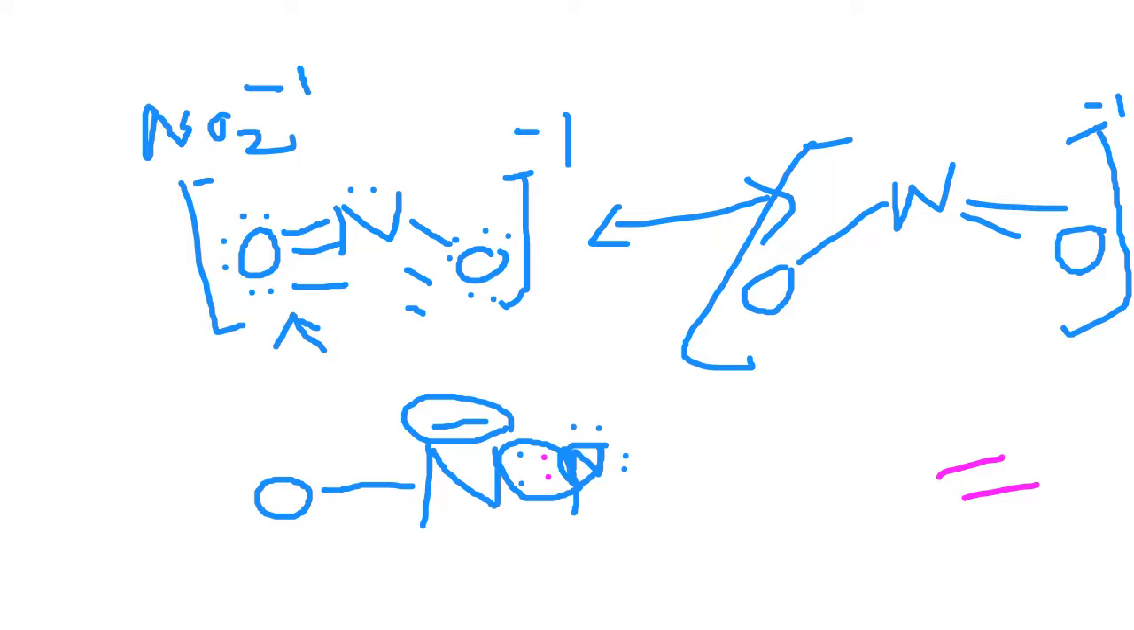Now let's clean this board and write about the formal charge, why this is -1. So first go back to your file.